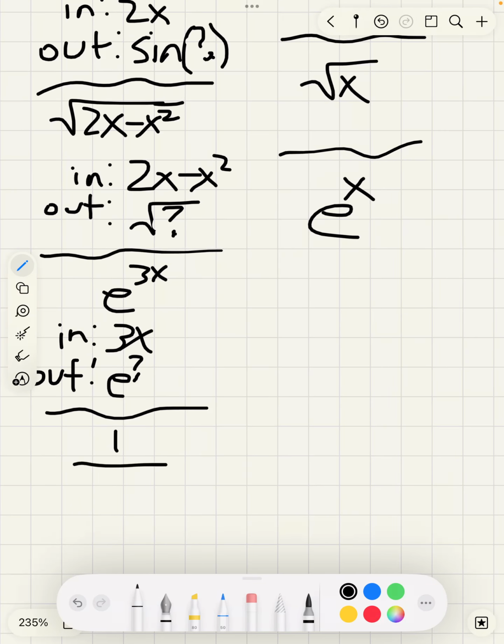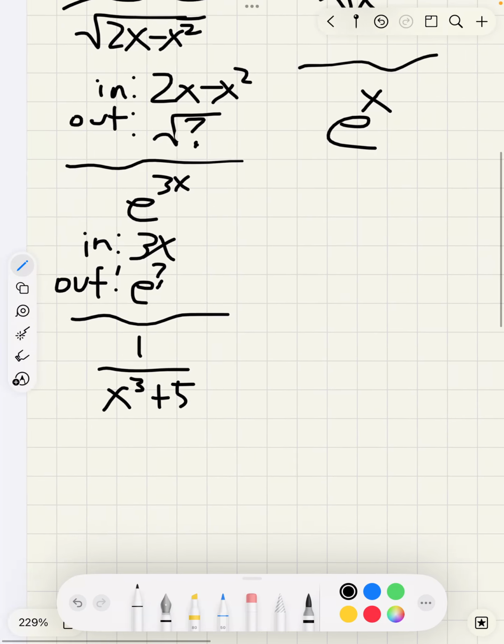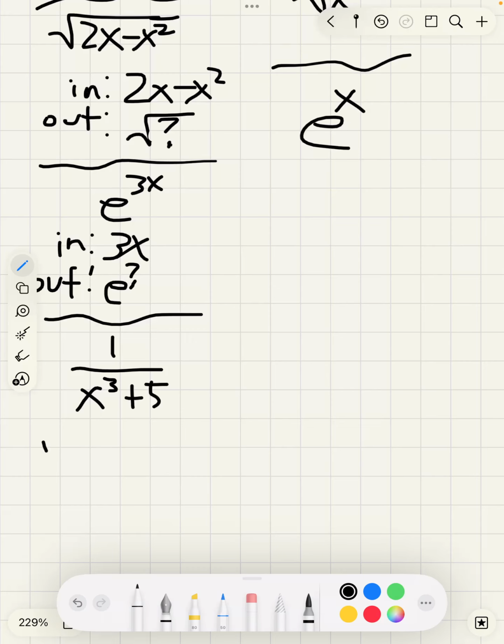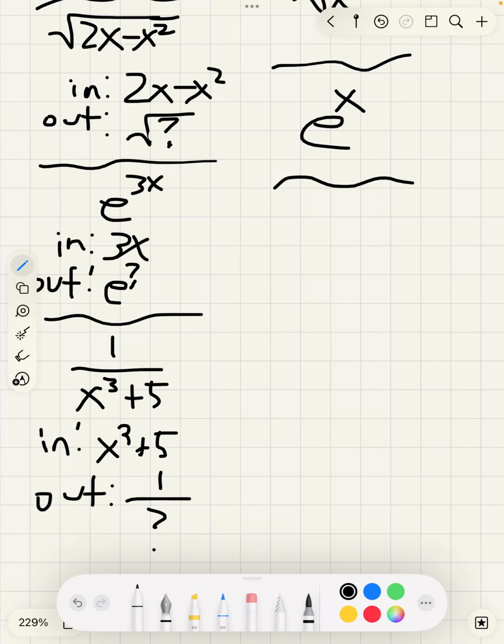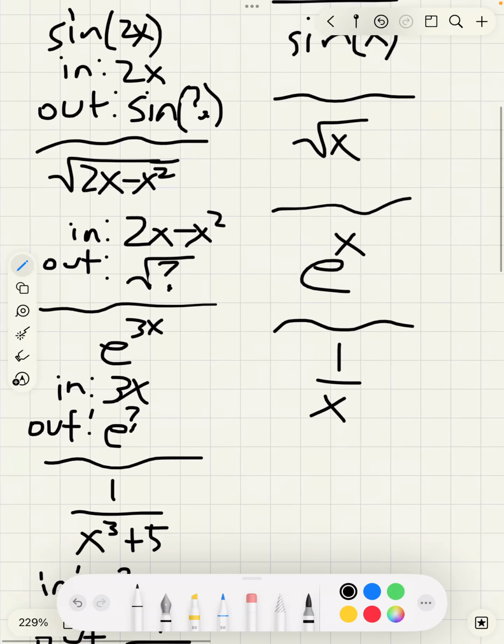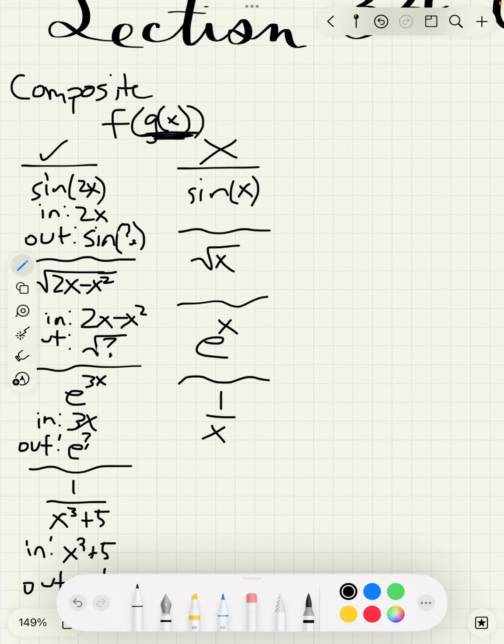If I had something like 1 over x cubed plus 5, that would also be considered composite. There, the inside would be x cubed plus 5. The outside would be 1 over stuff. And the non-composite version of that would just be 1 over x. So those are all examples of functions that are composite on the left side or not composite on the right side.